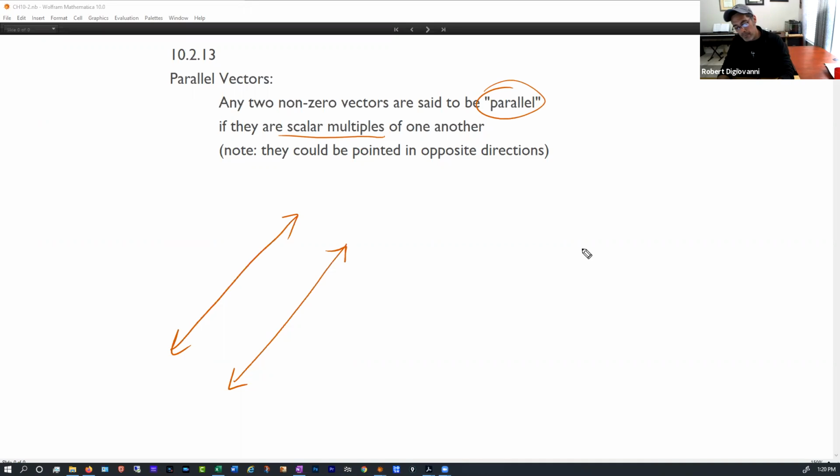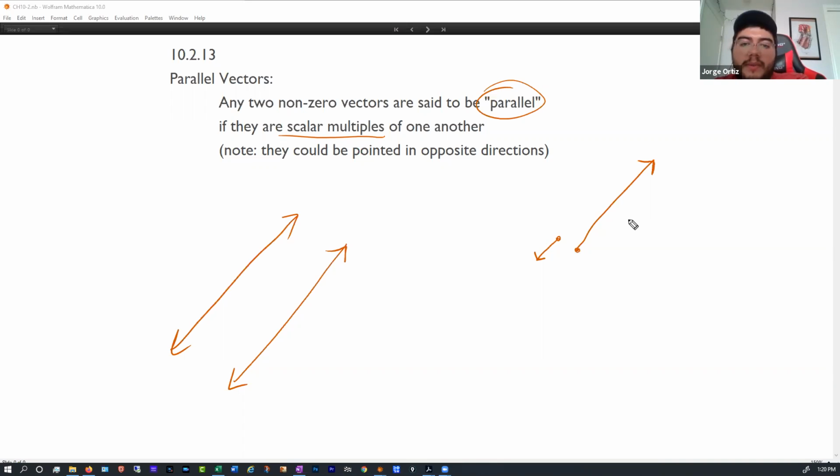So let me give you an example. Let's say I take this vector right here. That's supposed to be straight. And then what if I say I take this vector here? Are these parallel? I see Donald shaking his head yes. Why? Is it because the big one could be multiplied by like a -5 or something?